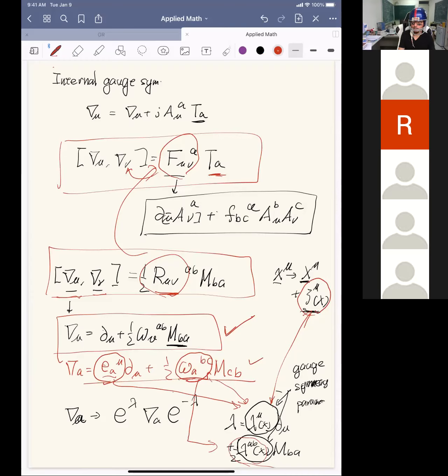Of course we expect that we can match things to our usual Riemannian geometry, so let's try to do that. To do that, remember that whenever you have gauge symmetry, it's always redundant. If I draw a picture, the only thing you care about is really this.